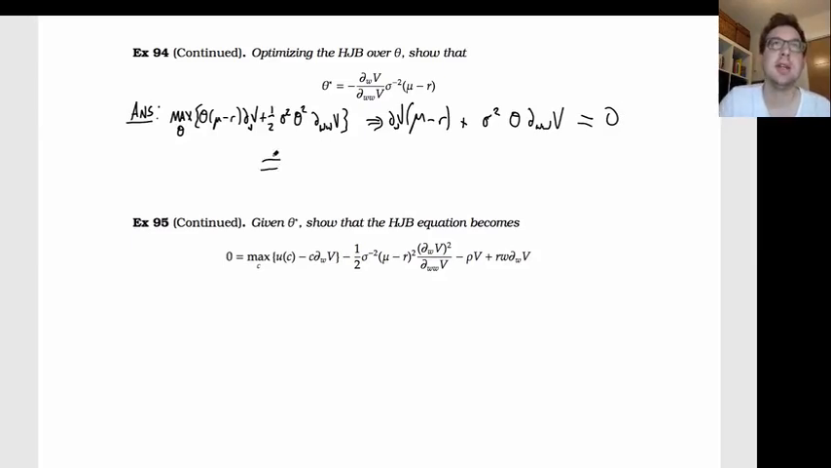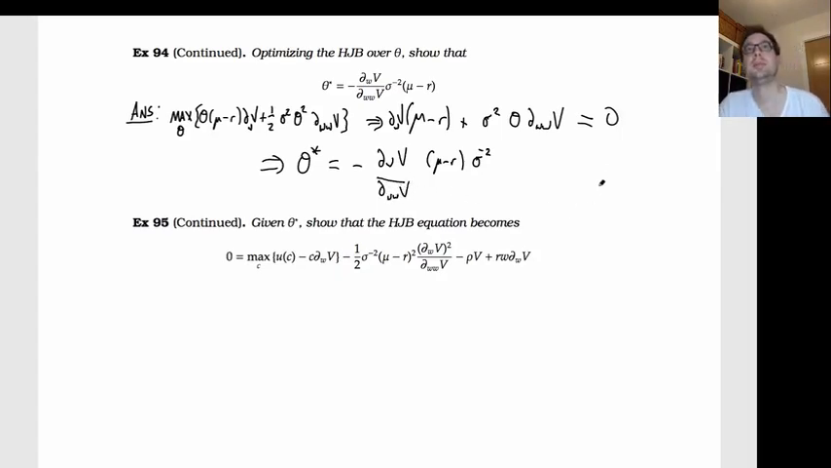Then we just rearrange, and I get that theta star is equal to, moving this onto the other side, a minus partial V times mu minus r times sigma squared to the minus 1, and then I'm going to divide out by the second partial derivative as well. And that's as required.